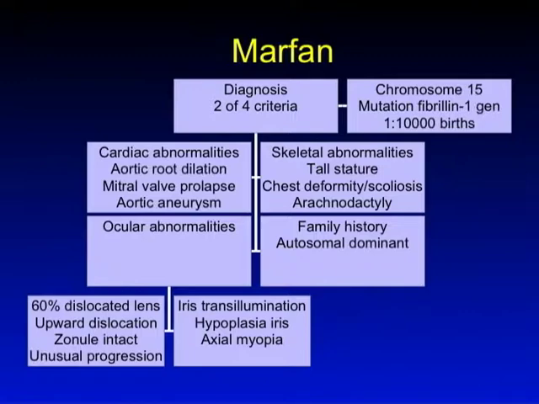Here, hypoplasia of the iris with transillumination, and the dislocation of the lens that usually is upward, temporal upward, with a very characteristic finding that will help you to make a differential diagnosis. Remember this. The zonule is stretched, but it is intact.